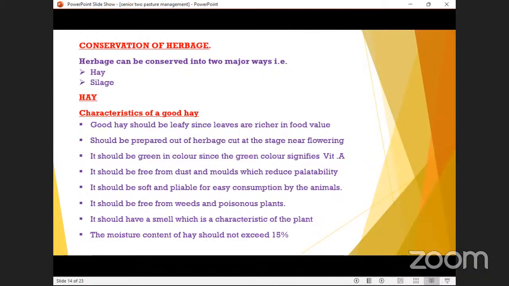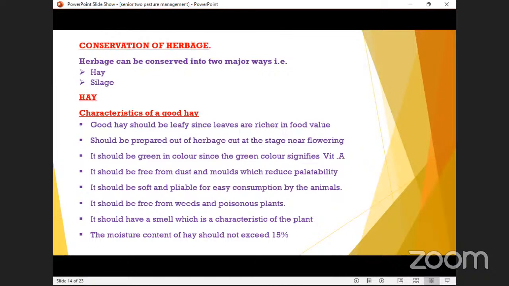Green color signifies vitamin A. As long as we have green color on our pasture, it means that we are assured of vitamin A. It should be free from dust and molds which reduce palatability. It should not be rotten and should not have soil and dust because it reduces palatability. The animal will not enjoy it.